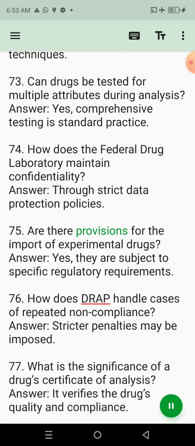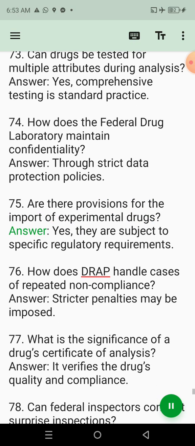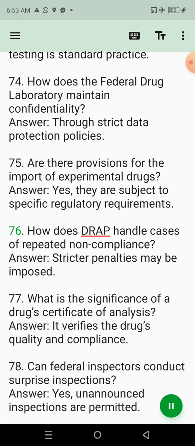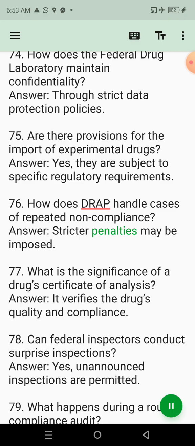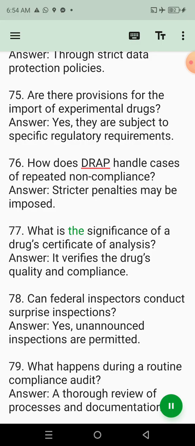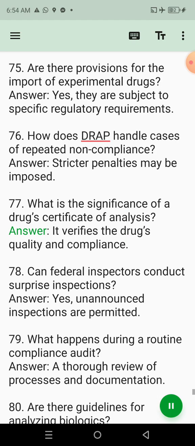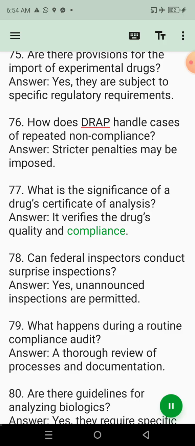75. Are there provisions for the import of experimental drugs? Answer: yes, they are subject to specific regulatory requirements. 76. How does DRAP handle cases of repeated non-compliance? Answer: stricter penalties may be imposed. 77. What is the significance of a drug certificate of analysis? Answer: it verifies the drug's quality and compliance.